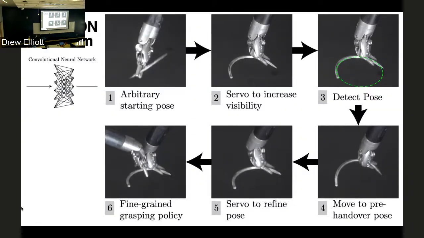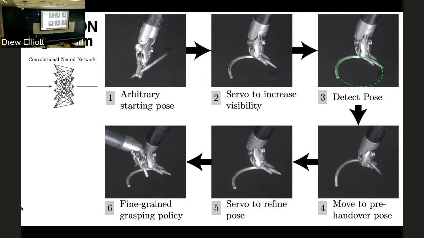Rather than just giving up if we can't build a good model of the needle, we actually continue to move the needle until we can detect a reliable pose, and that is by being able to fit a circular arc to the needle.